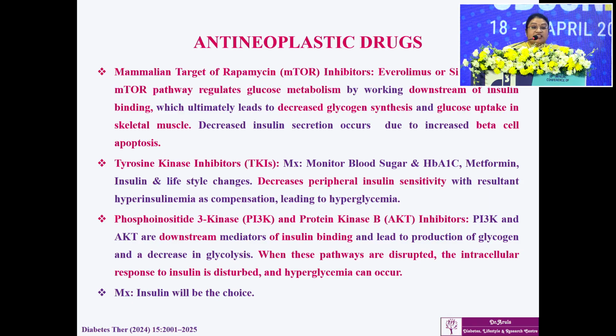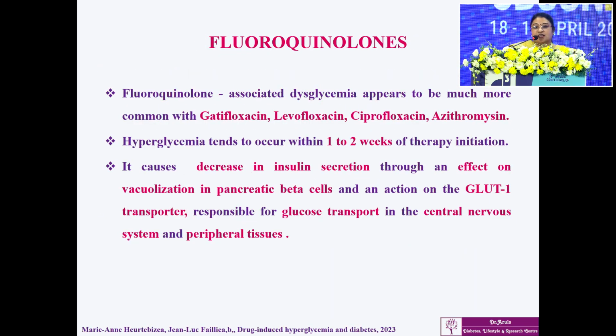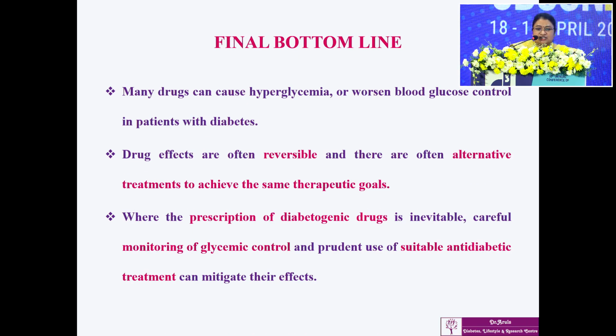Anti-neoplastic drugs, whether they are mTOR inhibitors, tyrosine kinase inhibitors, or protein kinase inhibitors, all cause beta cell apoptosis and dysregulation, so it will lead to hyperglycemia. Fluoroquinolones, most commonly gatifloxacin, cause hyperglycemia within one to two weeks of starting the drug itself. So it is very important to discontinue it and use the latest ones.